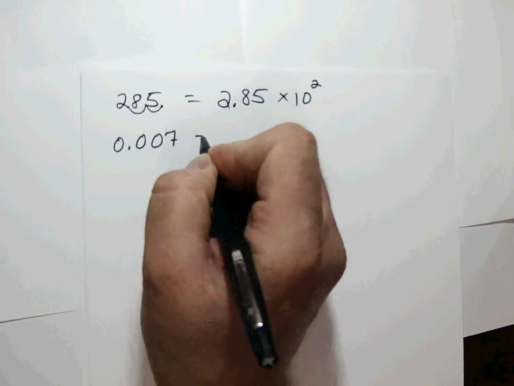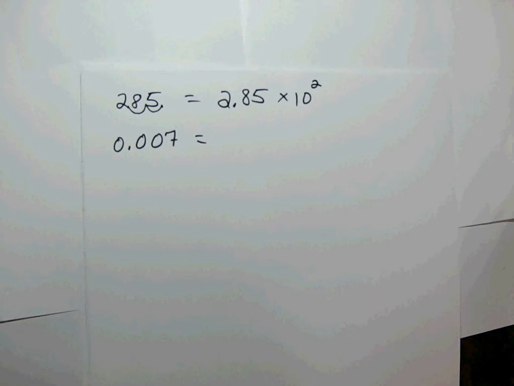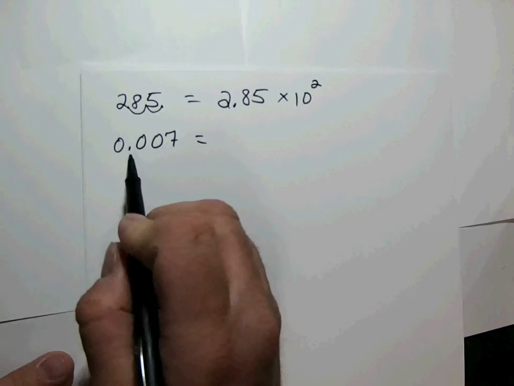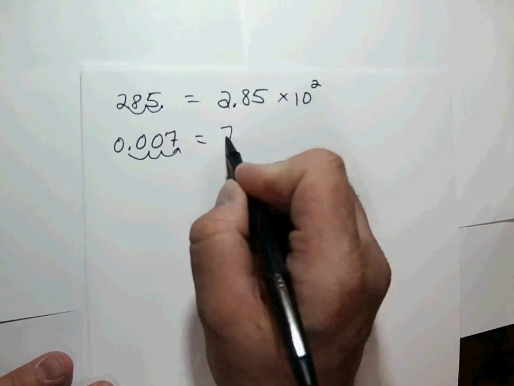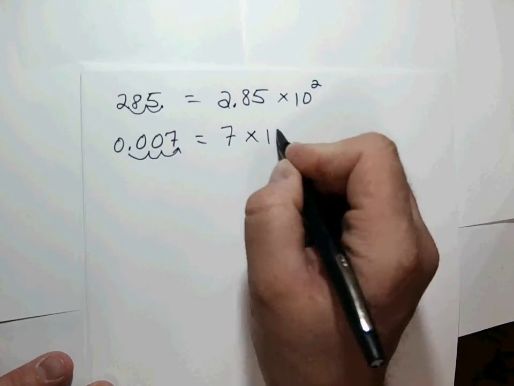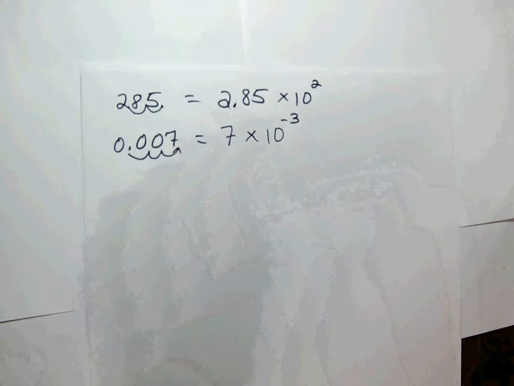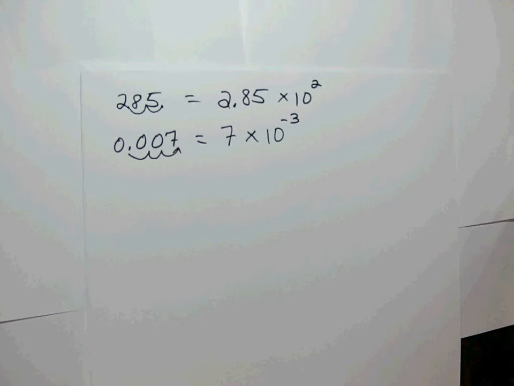Okay, it's a small number, less than 1, so I'm going to have a negative exponent on there. What am I going to do? Take this decimal 1, 2, 3 places, so I'm going to call it 7 times 10 to the negative 3. Everybody cool with that?